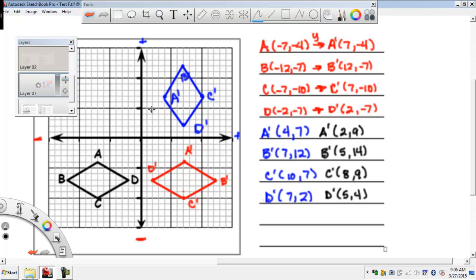2 and 9, left 2 up 2, so that's right. There's my A prime. B is at 5 and 14. C prime is at 8 and 9. I think my B's in the wrong spot. 14 would be right there. And then D is at 5 and 4. Should be 5 and 2. Oh, it's 5 and 4.